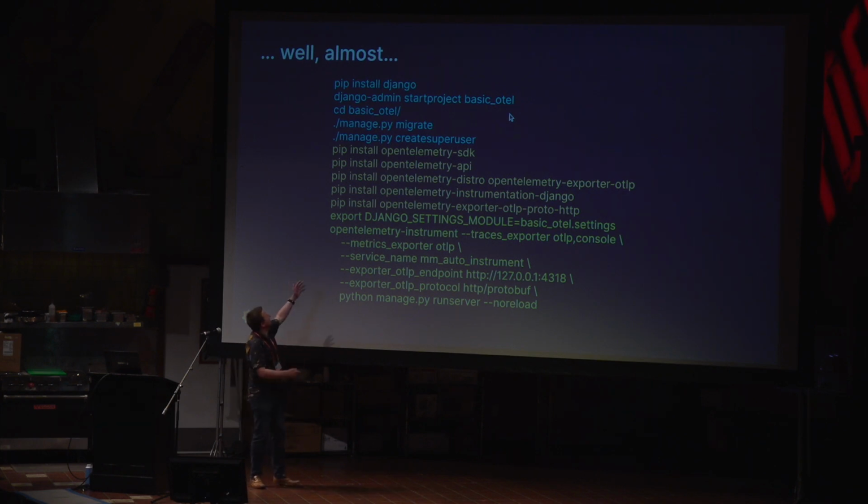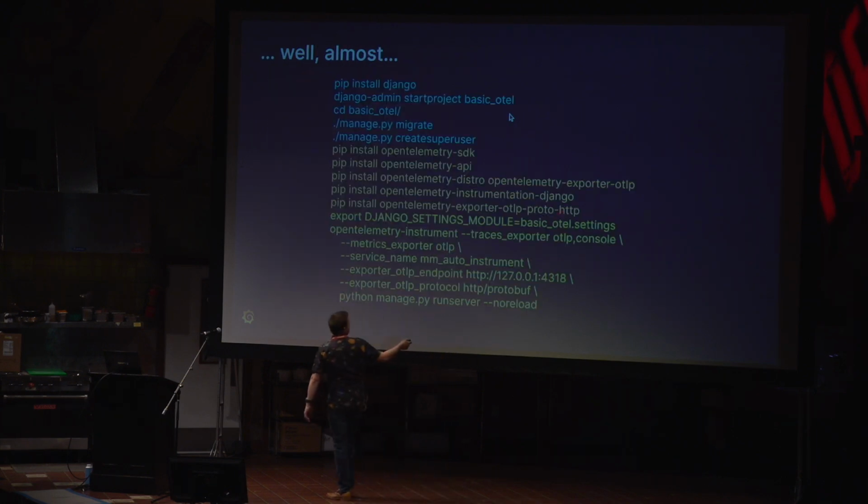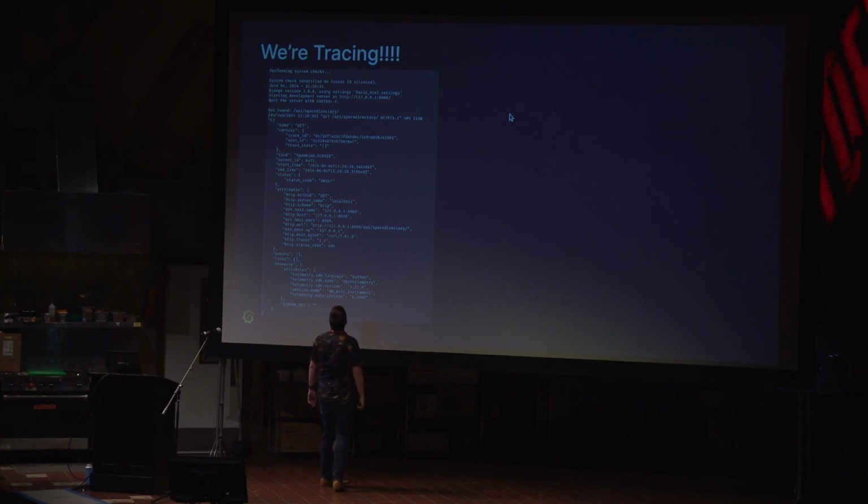Auto-instrumentation in one easy, no, not command. But we are tracing. So on this side of the screen, this is what a trace looks like. You remember on the last slide I had this bit here: traces exporter, OTLP, console. You can send logs, metrics, and traces to the console, which is really handy for debugging.